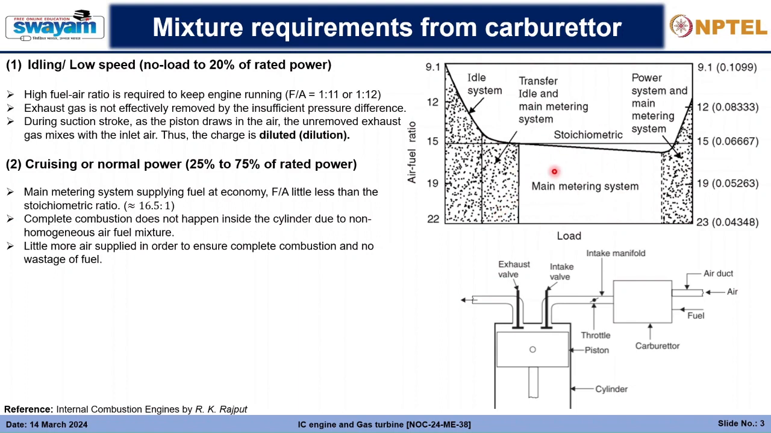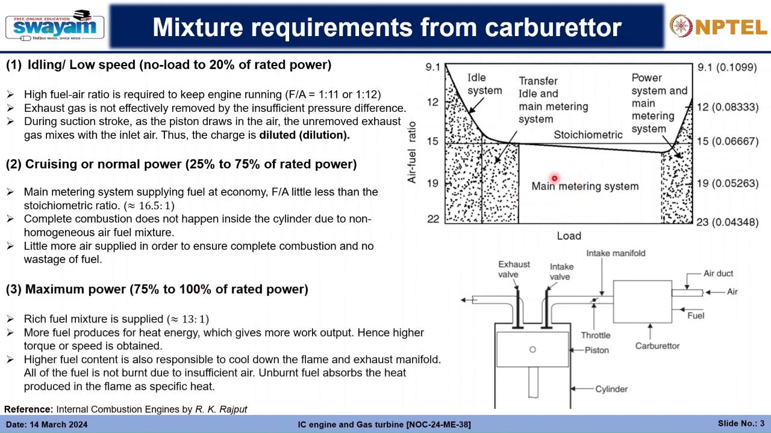So that is the case of the main metering system. And then we have the maximum power system, which is applicable for loads from 75% to 100% of rated power. So a rich fuel mixture is supplied, like 13 to 1. So 13 is the air and 1 is fuel.